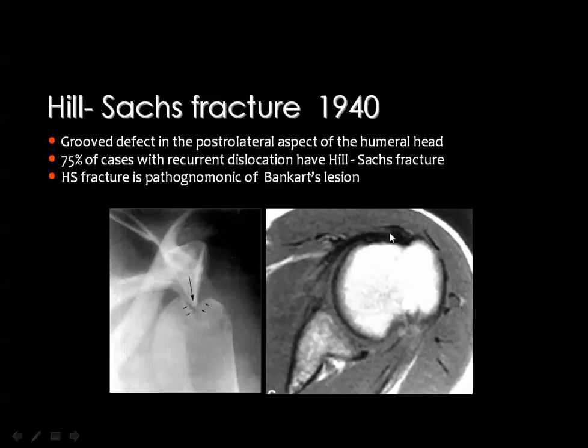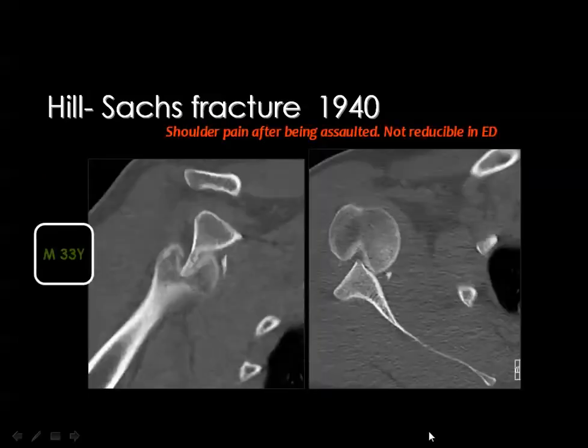Whenever the humerus is dislocating anteriorly, then its postero-superior aspect will be indented by the sharp glenoid edge, and this will result in a defect, and this defect will appear in the humeral head posterolateral, as you can see here. And in many of the literature, they consider this fracture as a pathognomonic finding of Bankart lesion.